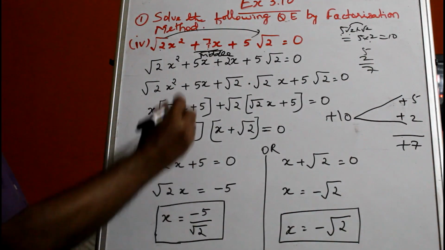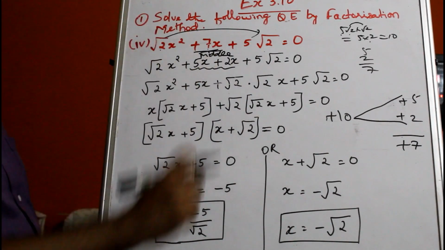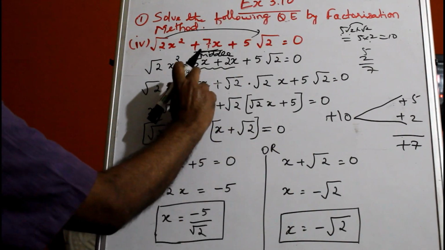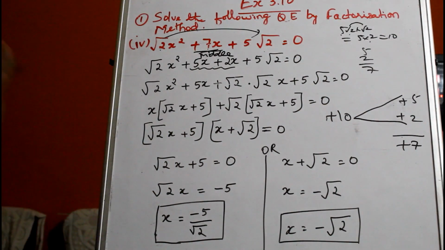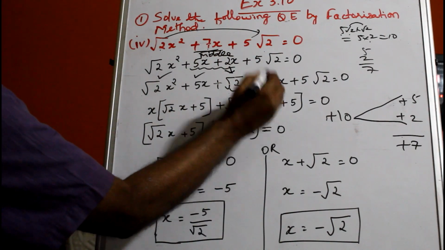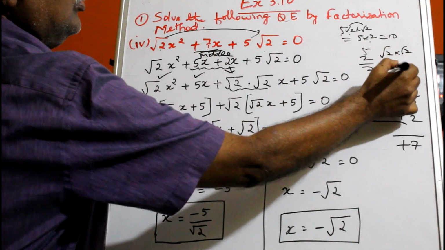Now what you do? Split the middle term. So we are not changing the problem. Root 2 x square we are writing as it is. The last term we are writing as it is. And this you are writing as 5x plus 2x plus 5 root 2 equal to 0. Now look here, don't factorize immediately. Write the first term as it is, write the next term as it is. This 2 you split as root 2 into root 2. We know already root 2 into root 2 equal to 2.